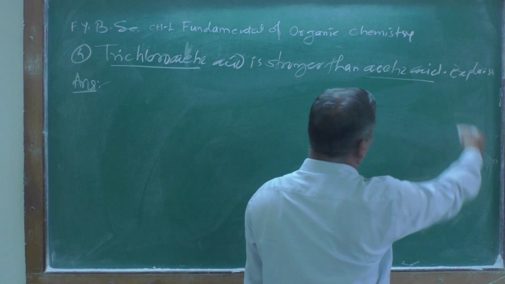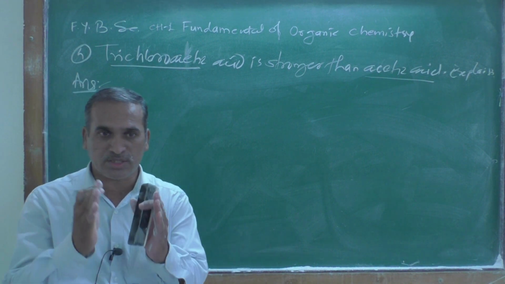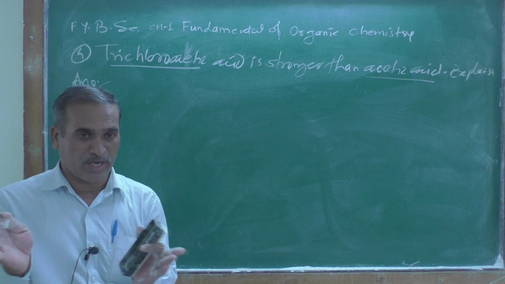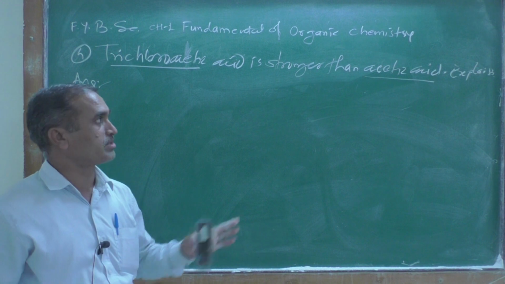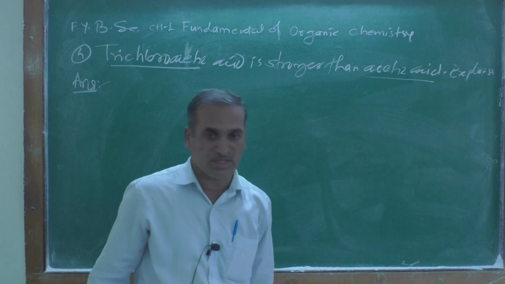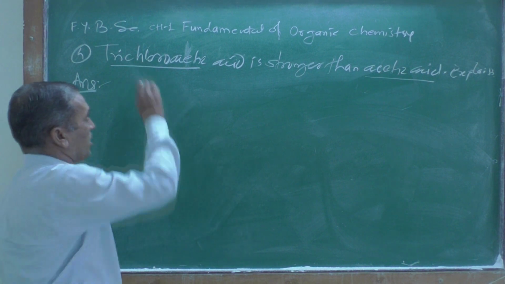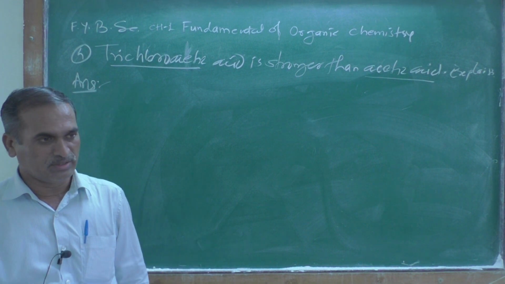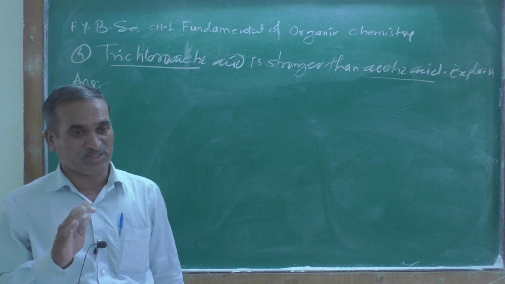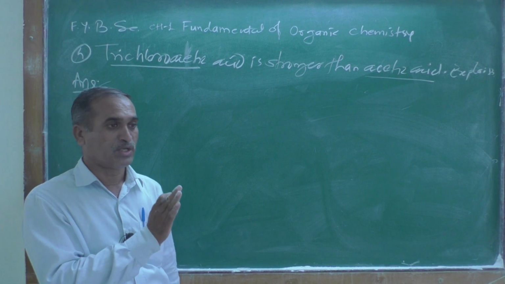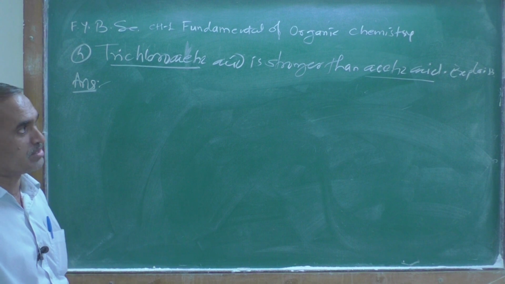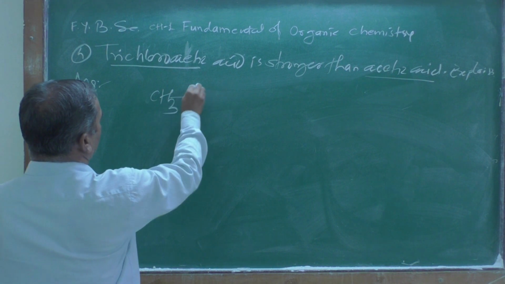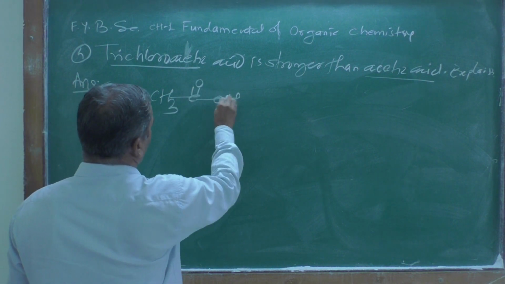While answering, you must first draw the structure of the organic compound trichloroacetic acid, and you might be knowing. 100% of the students know the structure of acetic acid, but trichloroacetic acid, as per my opinion, maybe 95% of students know the structure of trichloroacetic acid. Let us see the acetic acid structure. Everybody knows this is acetic acid. The structure of acetic acid is this one, right?